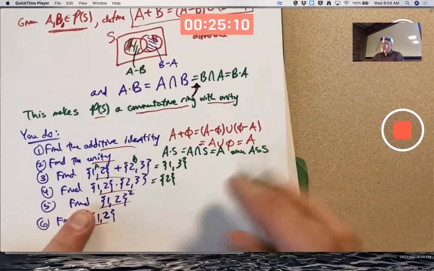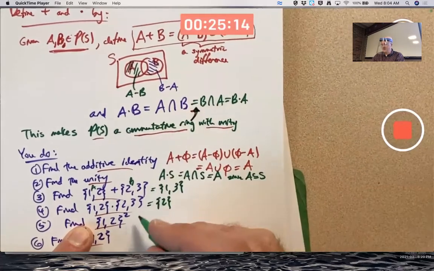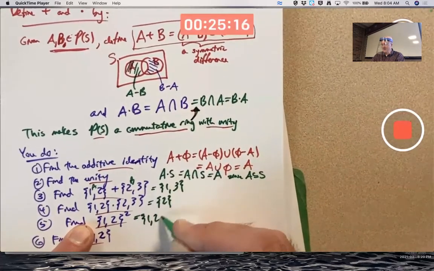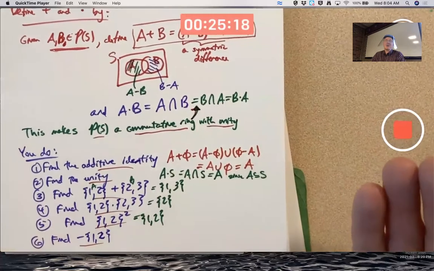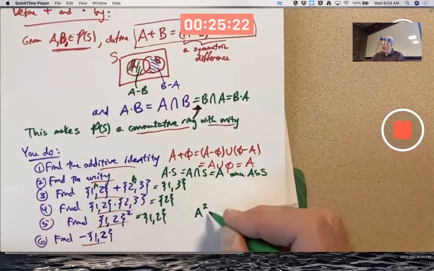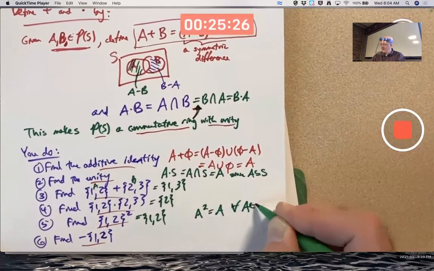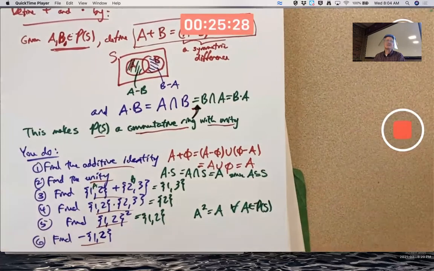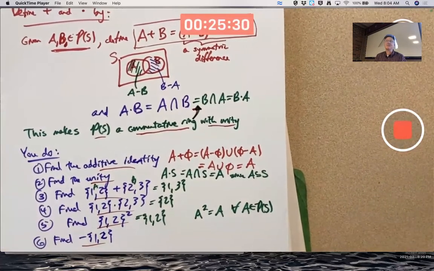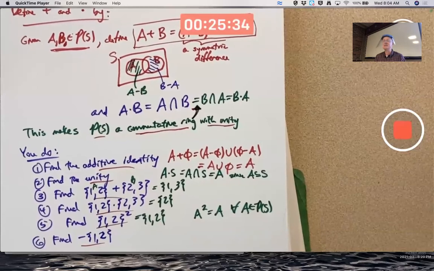What's {1, 2} squared? I have to intersect {1, 2} with itself. In other words, it's {1, 2}. And that's going to be the case for every element of the power set. A squared will equal A for all A in the power set of S. In other words, this is a Boolean ring. And it's not as trivial as Z2 is.